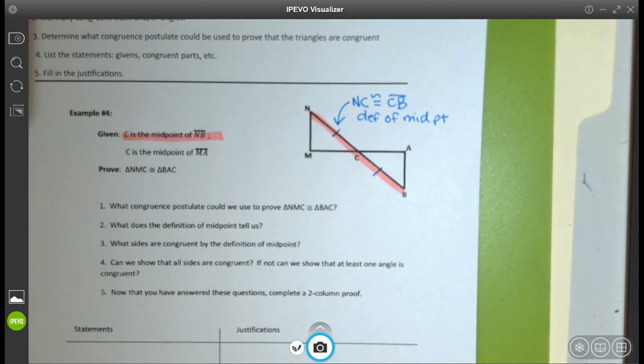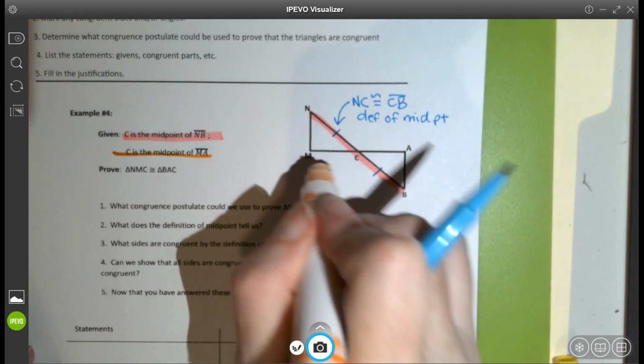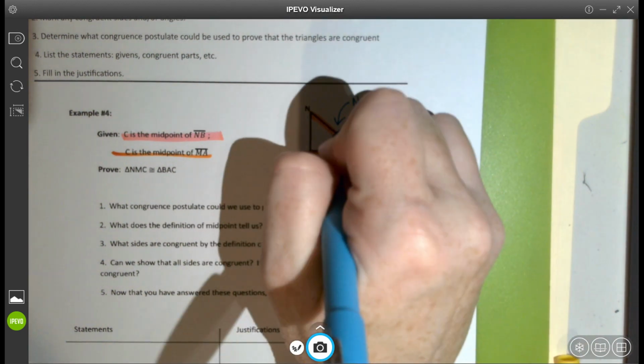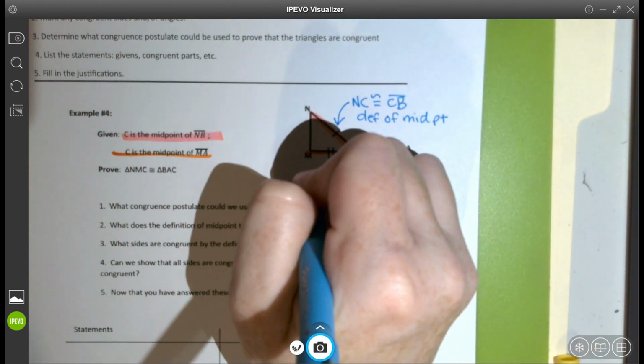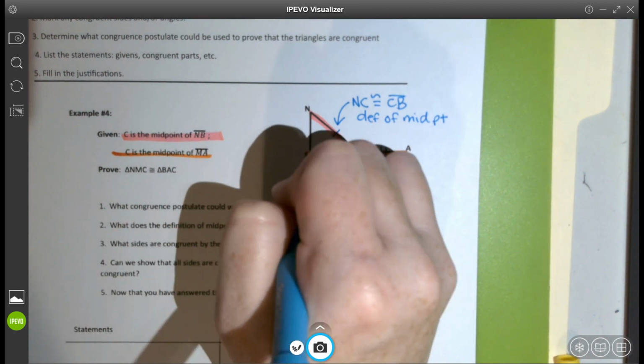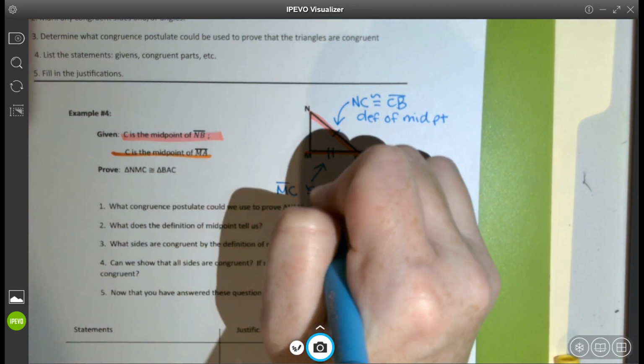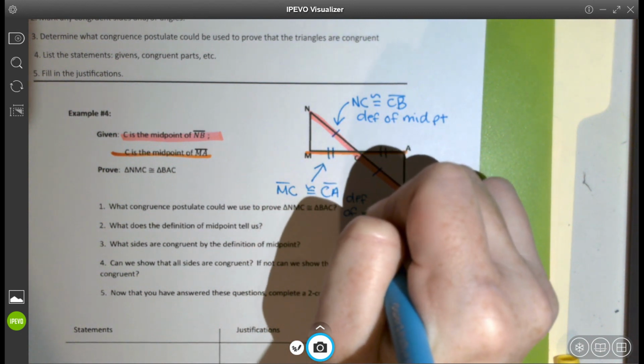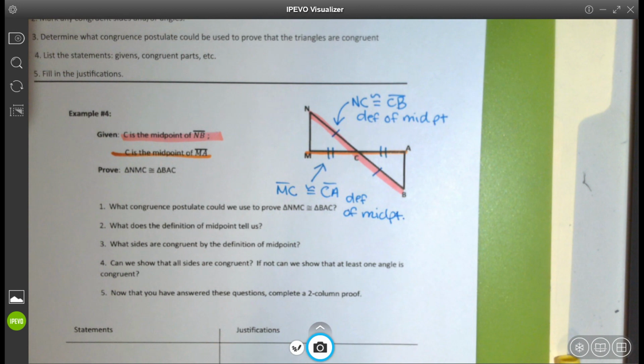All right, the next one, we have C is the midpoint of MA. So we have this happening again. So I'm going to put two tick marks here, second pair. That's going to be MC is congruent to CA, definition of midpoint. All right, is there anything I can add outside from the given? Remember, we should be able to prove this because a proof we should be able to prove. I'm not trying to give you a trick.